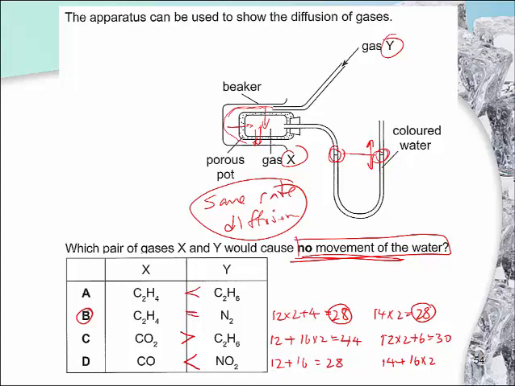If, for example, gas Y diffuses in faster than X diffuses out, then the pressure will go up inside the porous pot. The pressure will cause the water level on the left hand side to move down and the right hand side to move up, if Y has a lower molecular mass compared to X. But of course in this case, there's no movement, which means that they must be the same. Answer is B.